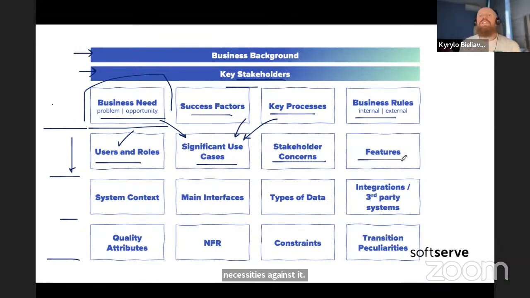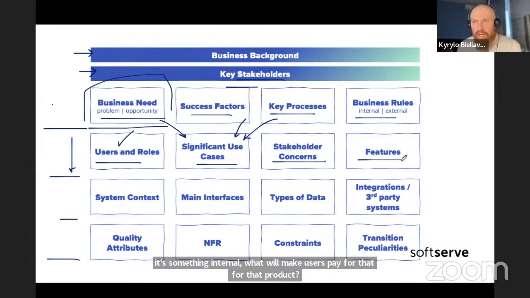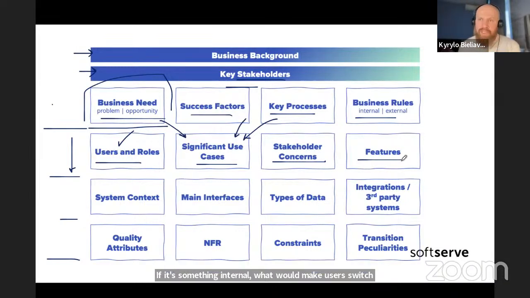Talking about features, here we talk about functionality, but the functionality that is a differentiator, which makes the user's experience different from what they have right now. If it's a commercial project, what will make users pay for that product? If it's something internal, what would make users switch to that product? What would make them really pick it, and how will it improve their experience?